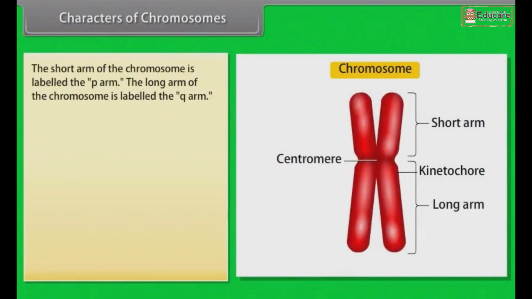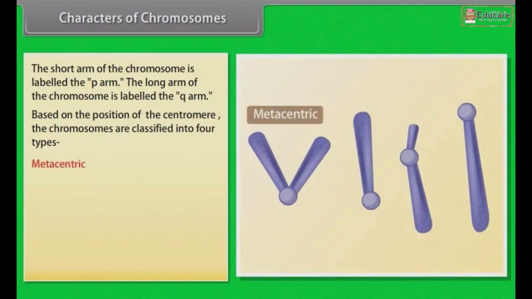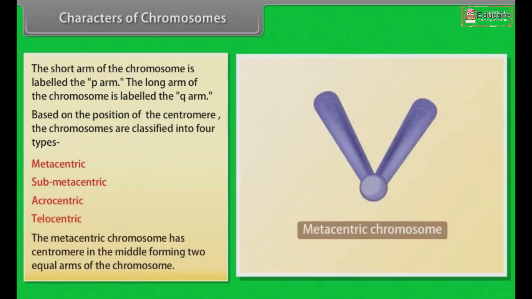The short arm of the chromosome is labeled the P arm. The long arm of the chromosome is labeled the Q arm. Based on the position of the centromere, the chromosomes are classified into 4 types: metacentric, submetacentric, acrocentric, and telocentric. The metacentric chromosome has the centromere in the middle, forming 2 equal arms of the chromosome.